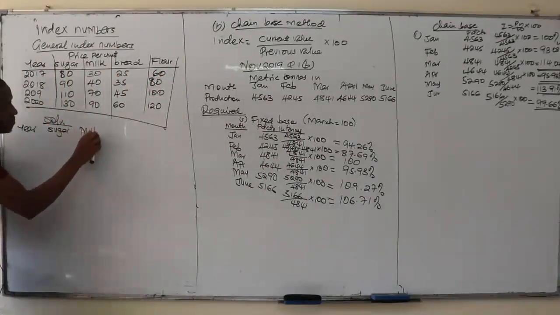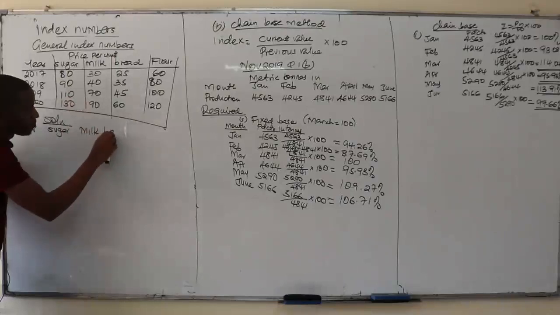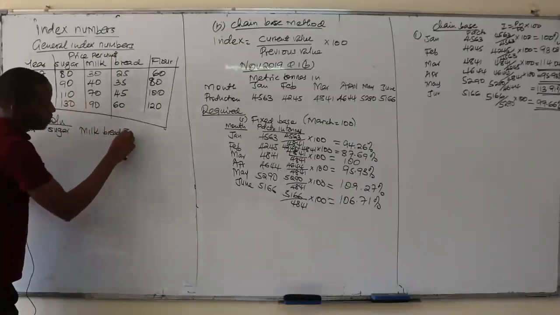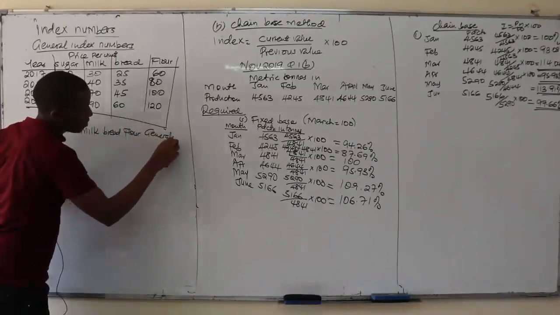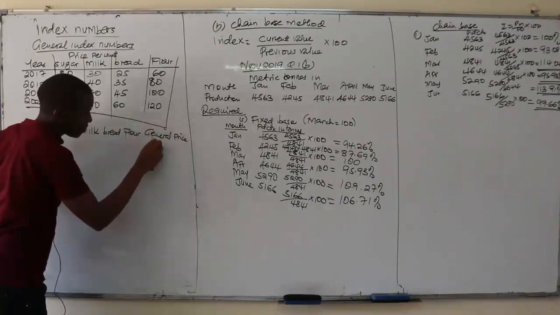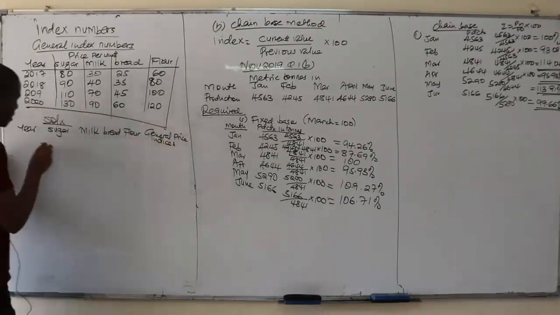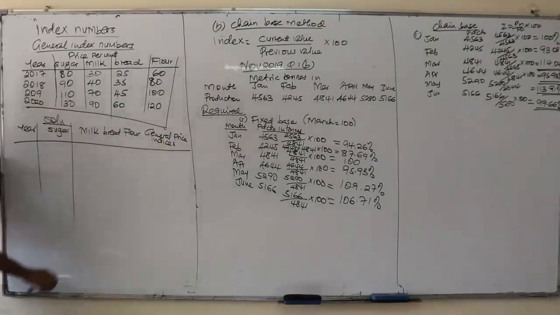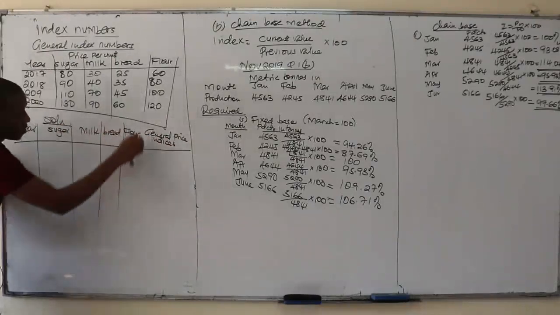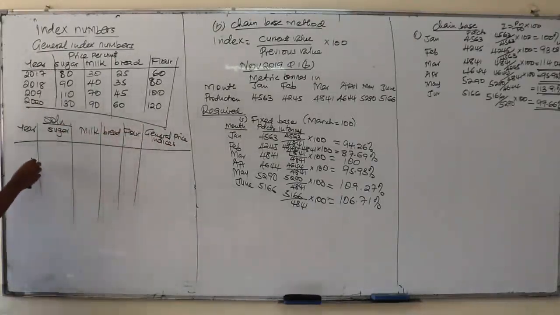milk, bread, then we have the flour. And then I can get the general price indices. So in year 2017, in this case, mostly you use the fixed base. So you normally use the fixed base.